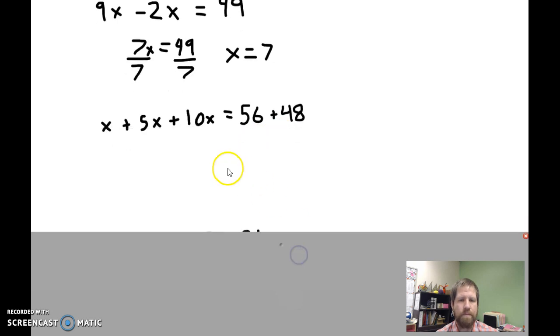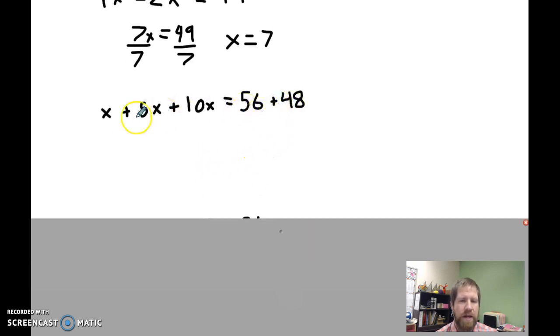So 49 over 7 is going to be x equals 7. Okay. All right. So now I've got some like terms on each side. I've got multiple terms on each side, so I need to combine those first. So I've got 1x plus 5x plus 10x, which would be 16x. And that's going to be equal to 56 plus 48.